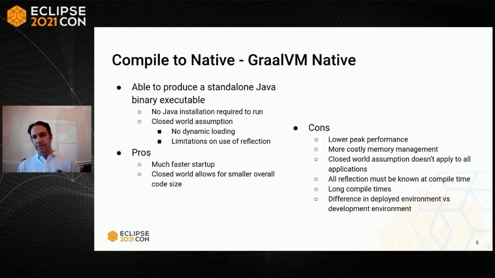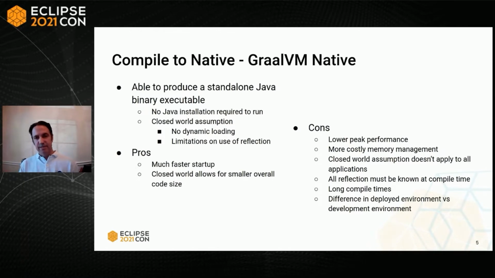But there are some cons. You can see lower peak performance, and this can be attributed to the JIT compiler, which is able to optimize your code the longer it runs and find hotspots and make those perform very, very well. There's more costly memory management, and this is attributed to the garbage collector in Java, which is quite robust and does a very good job.